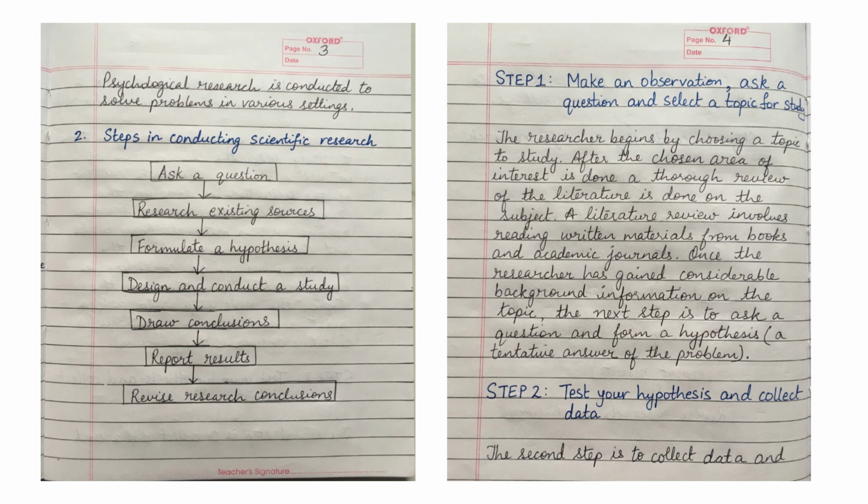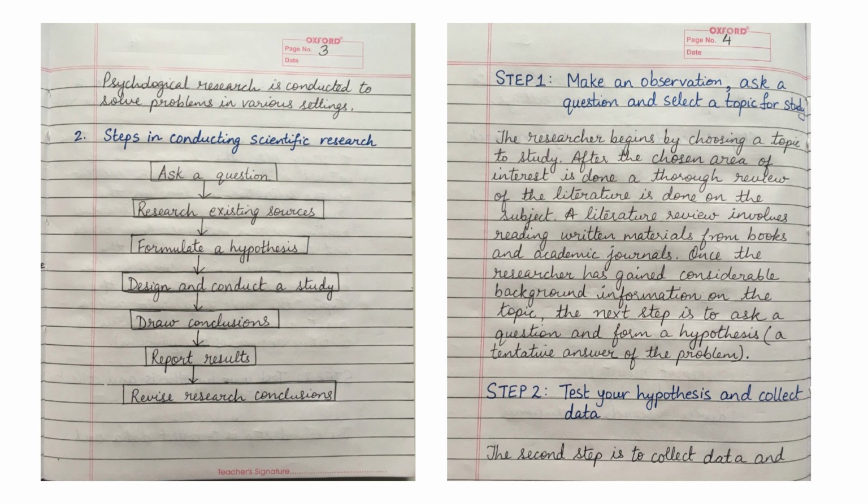Step 1. Make an observation, ask a question, and select a topic for study. The researcher begins by choosing a topic to study. After the chosen area of interest is done, a thorough review of the literature is done on the subject. A literature review involves reading written materials from books and academic journals. Once the researcher has gained considerable background information on the topic, the next step is to ask a question and form a hypothesis, a tentative answer of the problem.